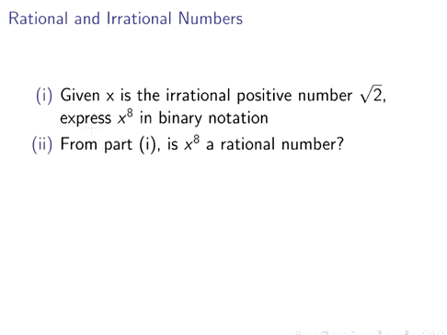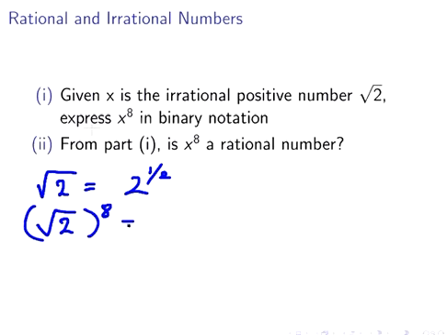So let's look at a question here. Given that x is an irrational positive number, the square root of 2, express x to the power 8 in binary notation. So this includes a bit of binary numbers here. So the square root of 2 is 2 to the power of 1/2. Now when we put that to the power of 8, the square root of 2 to the power of 8 equals 2 to the power of 1/2, that to the power of 8.